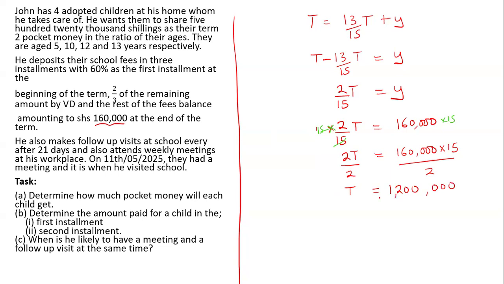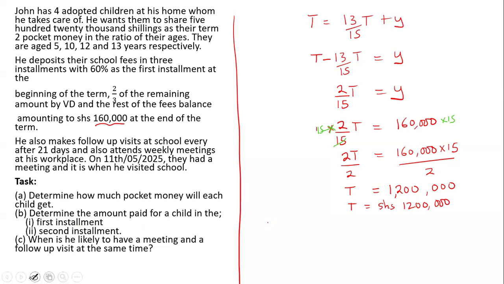So that is going to be our T. So that is how you calculate your total amount, and therefore determine the amount paid for the child in the first. So we have not yet answered the question. So the total amount contributed is going to be shillings 1 million 200,000. Now you answer the question.